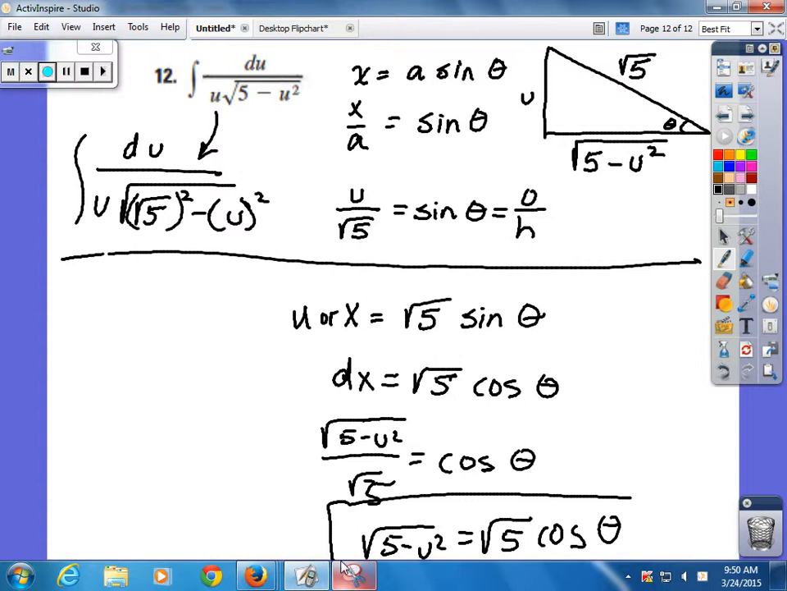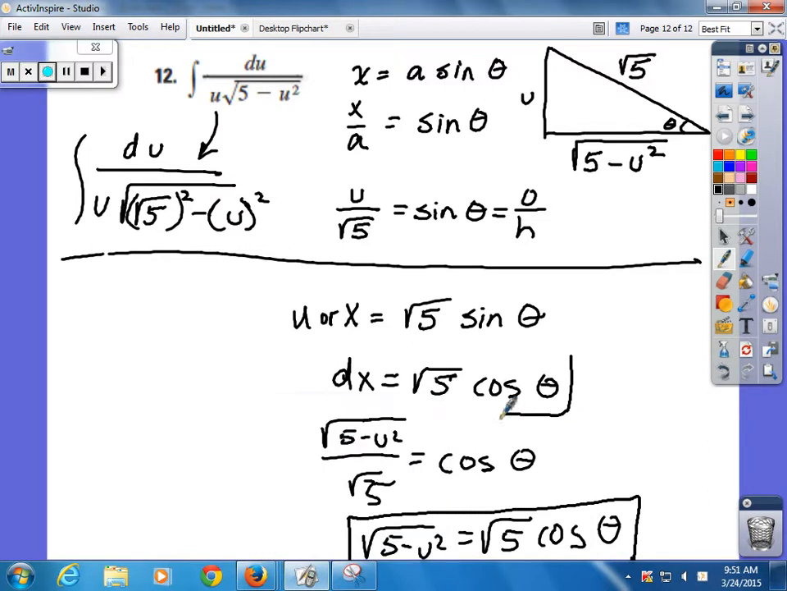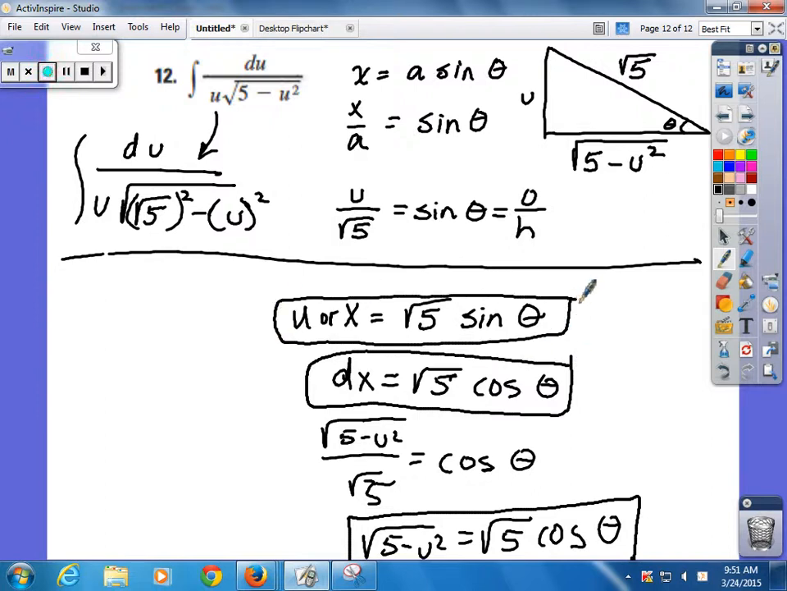Now that, this, and this, you'll substitute back into that, which is du or dx. So let's just rewrite this: du over u times the square root of 5 minus u squared.